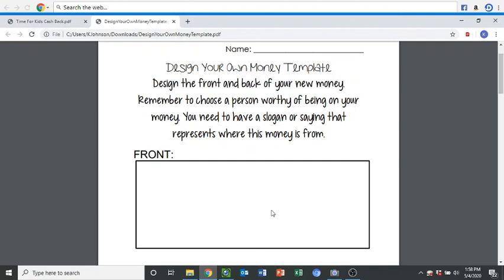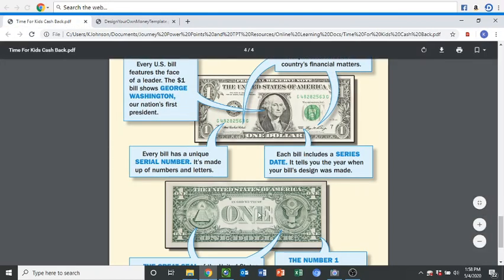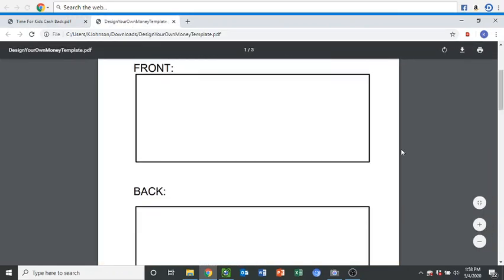You also need to have a slogan or a saying that represents where the money is from. If we go back to our $1 bill, we can see they did not put it on the diagram, but our slogan would be "In God We Trust." That's our motto or slogan for our country. And then also we have the United States written there. So make sure you think about those things as well.